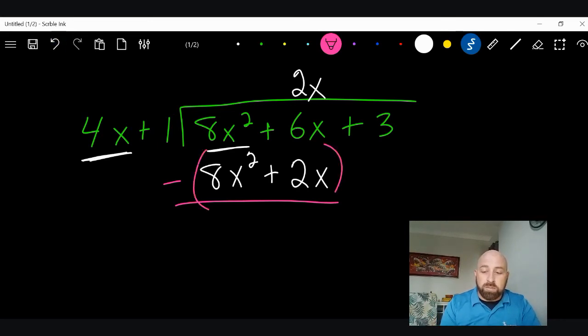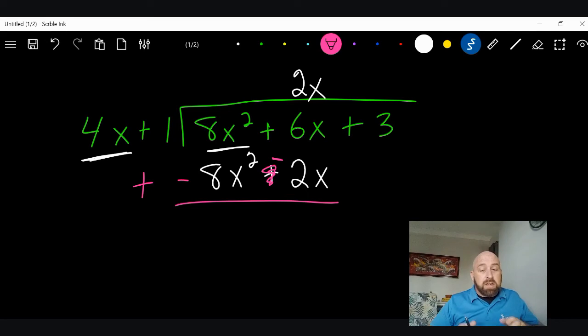We're going to distribute this negative sign. So the negative sign is going to go here, and so this is going to be a negative 8x squared. And the negative sign is also going to go here, so we're going to get a negative 2x. That's how we subtract in algebra. We change the sign of the second, and then we add. That's the rule of algebra subtraction. How do you subtract in algebra? Change the sign of the second and add. So that's what we're doing. And so here we go. 6 minus 2 gives me 4x.